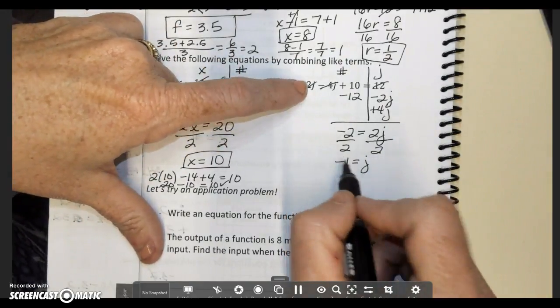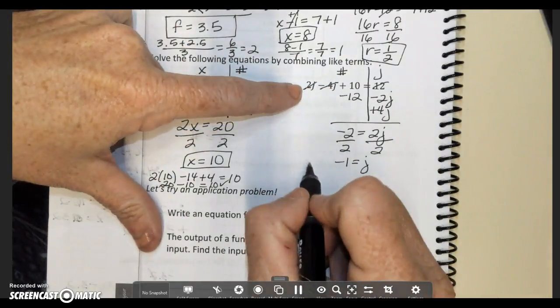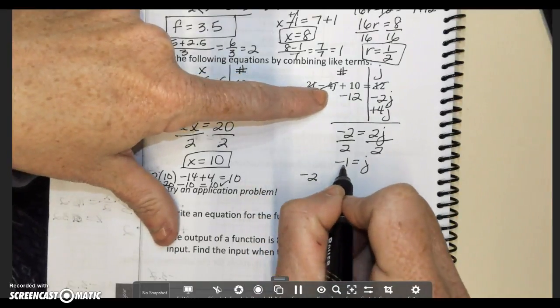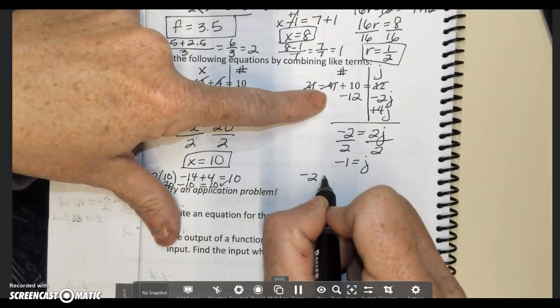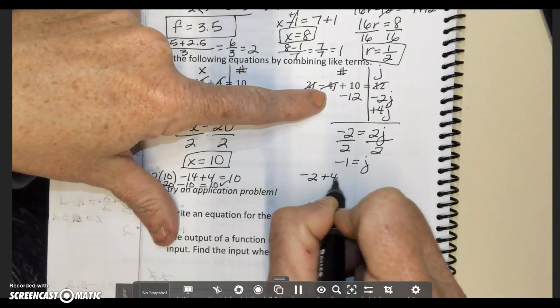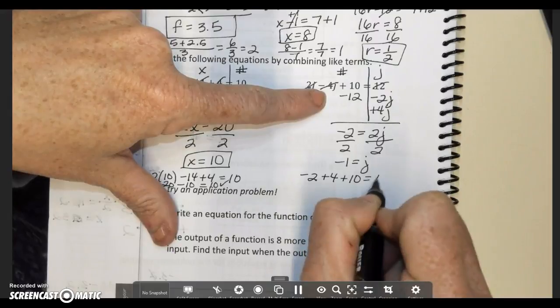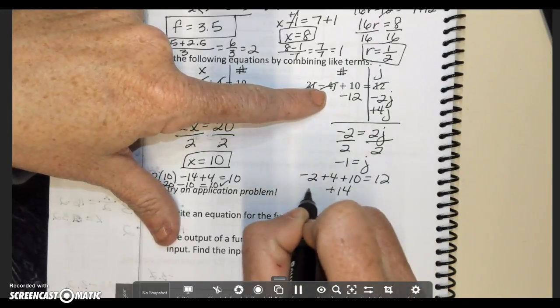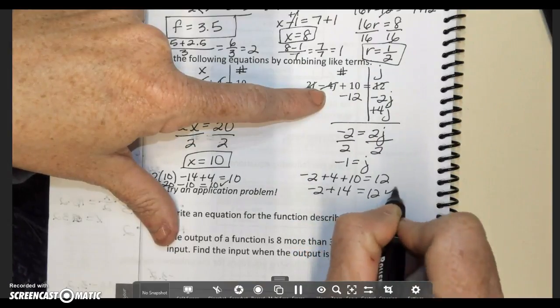I can go ahead and plug that back in my original equation to double check that. So 2 times negative 1 would be negative 2. Negative 4 times negative 1 would be positive 4. Plus 10 should equal 12. So 10 plus 4 is 14. Minus 2 is 12, and that answer is correct.